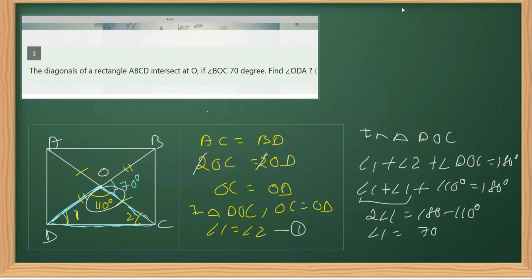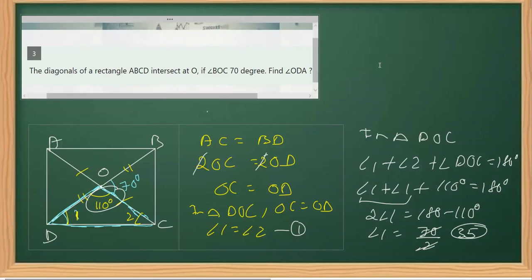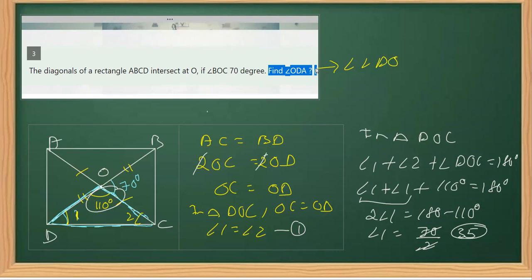And this 2 on transposing on the other side will get divided. So we'll get this angle, that's what we are supposed to find out. We have to find out this angle ODC. And we got angle ODC here as 35 degree.